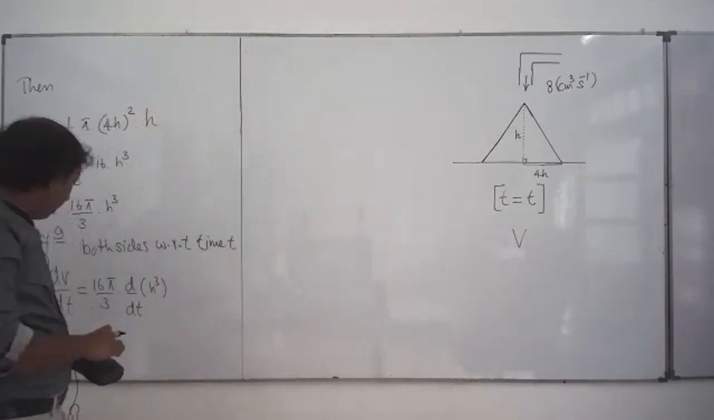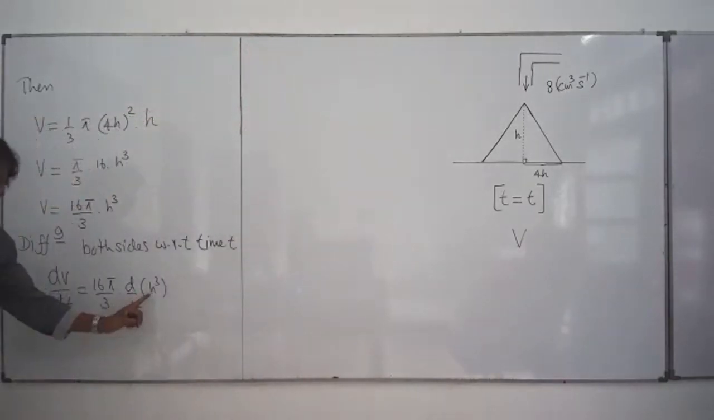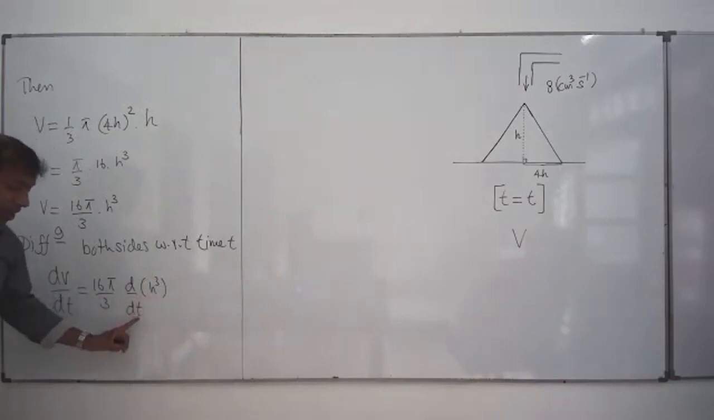People, how do we differentiate this h cube with respect to time t? Here it is in terms of h, but here it is t. We can't directly differentiate h cube with respect to t, so we apply the chain rule here. You can remember this kind of question we did. Directly we can take the answer, but that answer also comes from the application of the chain rule.